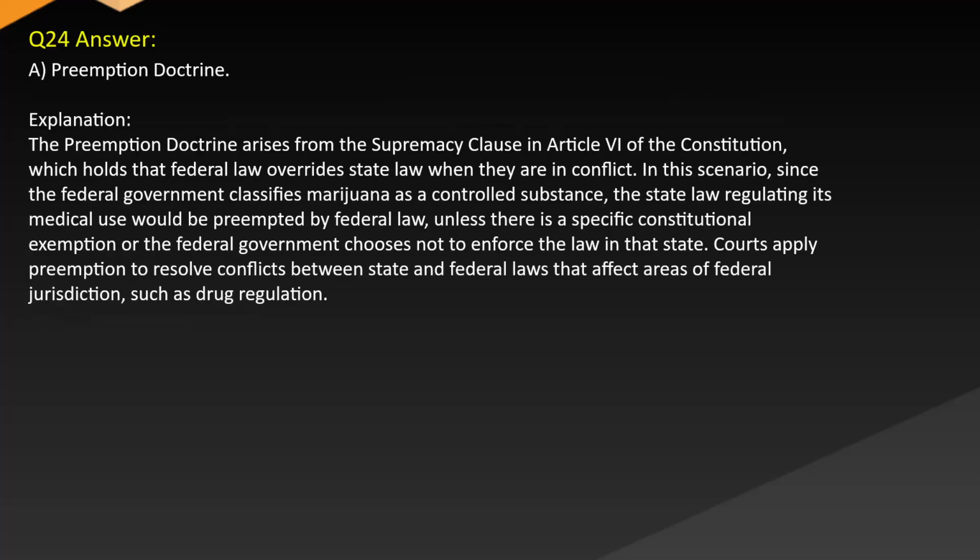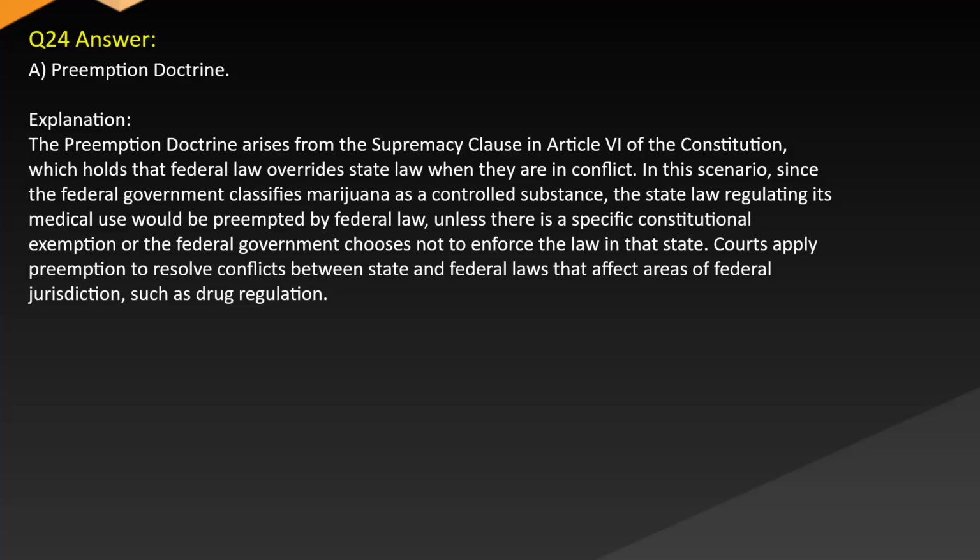Answer A. Preemption doctrine. Explanation. The preemption doctrine arises from the Supremacy Clause in Article VI of the Constitution, which holds that federal law overrides state law when they are in conflict. In this scenario, since the federal government classifies marijuana as a controlled substance, the state law regulating its medical use would be preempted by federal law unless there is a specific constitutional exemption or the government chooses not to enforce the law in that state.